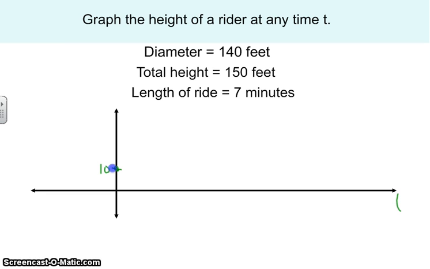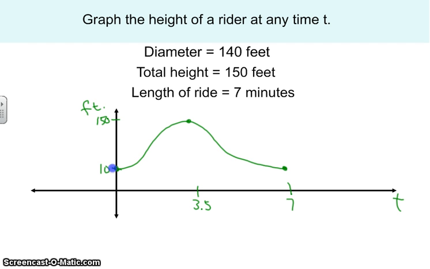And I'm going to let my x-axis be t for time, and my y-axis is going to be the feet off the ground. And our ride is going to take a total of 7 minutes. So after 7 minutes, my rider is going to be back down at 10 feet. But halfway through the ride, at 3.5, my rider is going to reach the top of the Ferris wheel, and that's at 150 feet. And you can see that my curve is going to look something like that.